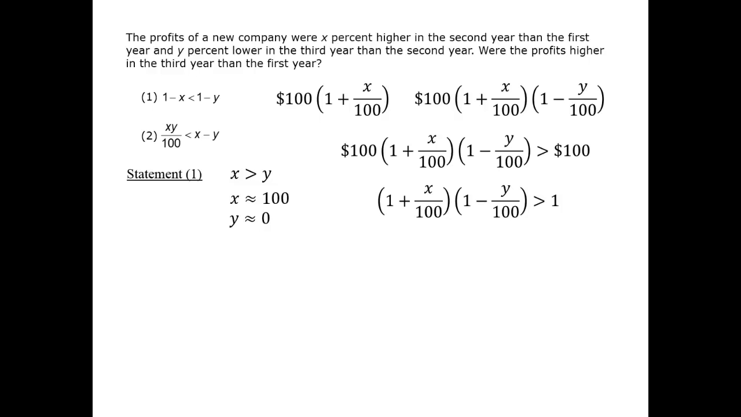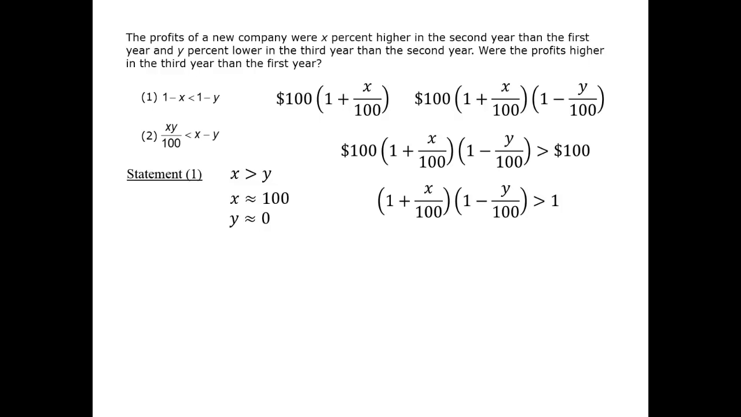And then x over 100 plus 1 would be close to 2, and y over 100 subtracted from 1 would be close to 1, and the product of the two would be greater than 1. It would be about 2. In such a case, the answer to the question posed would be yes. Then we need to try to construct a case that is valid according to statement 1 and which yields a no. This can require some trial and error.